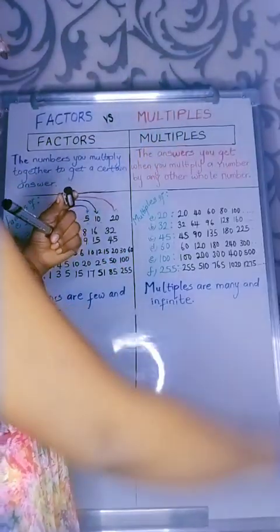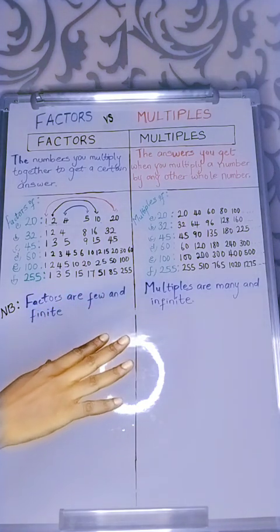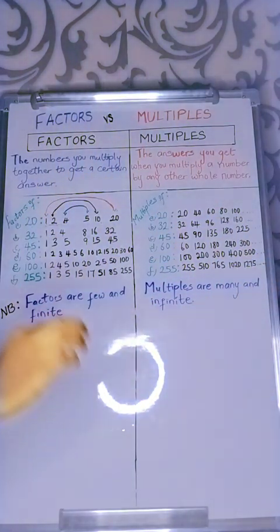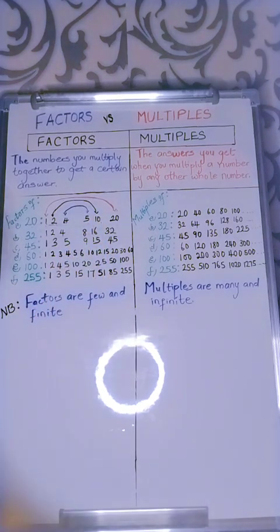1275, and so on. Now, you should know that factors are few. Factors, they don't continue. They are few and they are finite. When we say finite, it has an ending. But multiples don't have an end.